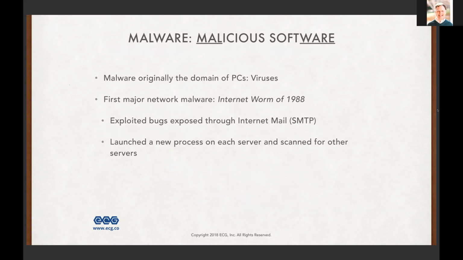The first network malware, the first major example of that, was the internet worm that came out and became active in 1988. It caused some widespread crashes, and it exploited bugs through a couple of protocols, including internet mail through SMTP, and also through the finger protocol, which was a sort of directory and presence protocol that was used at the time. The way it worked is it was able to connect to each server and then launch and install a copy of itself.